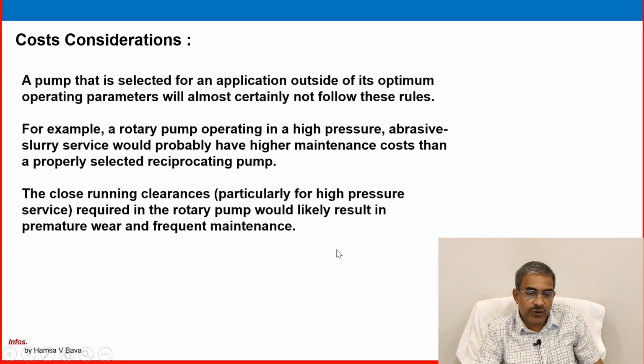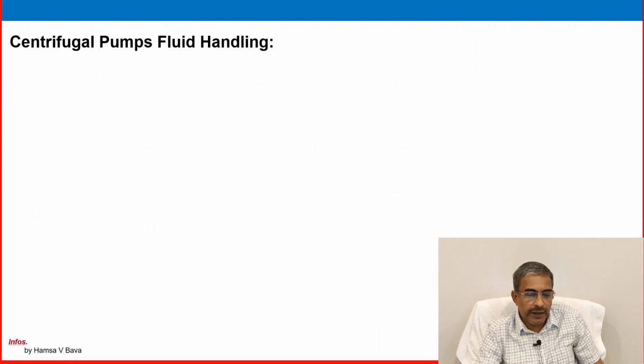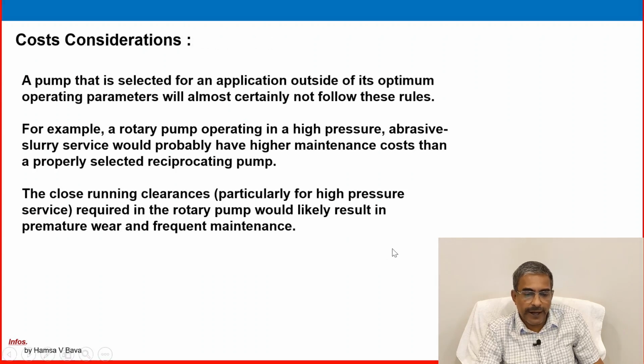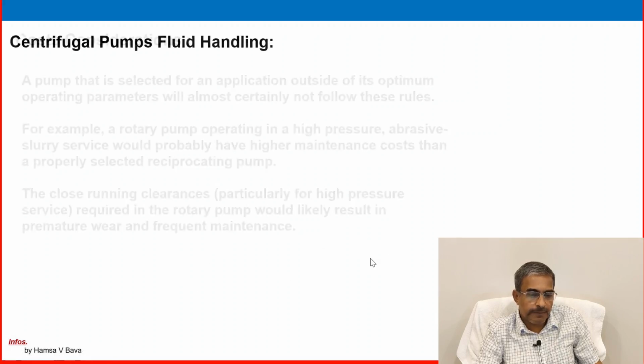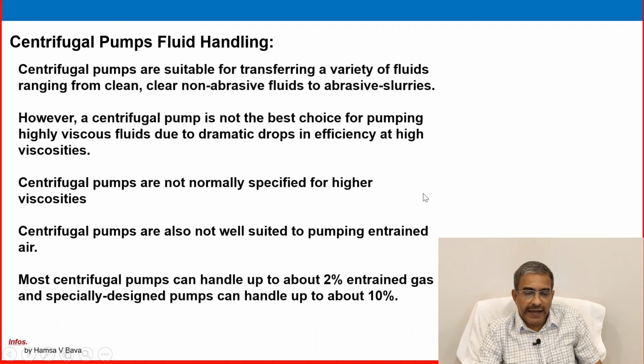A pump that is selected for an application outside its optimum operating parameters will almost certainly not follow this rule. For example, a rotary pump operating in a higher pressure abrasive slurry service would probably have a higher maintenance cost than a properly selected reciprocating pump. The close running clearances required in the rotary pump, particularly for higher pressure service, would likely result in premature wear and frequent maintenance.